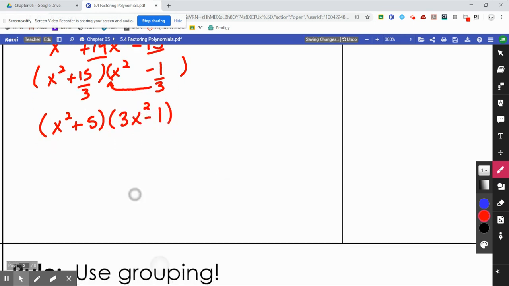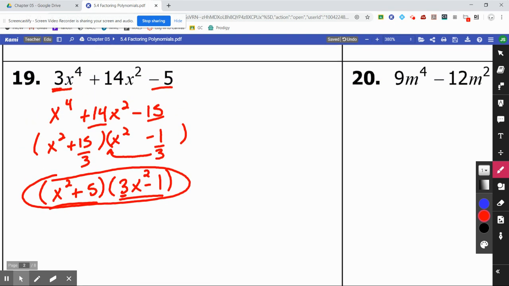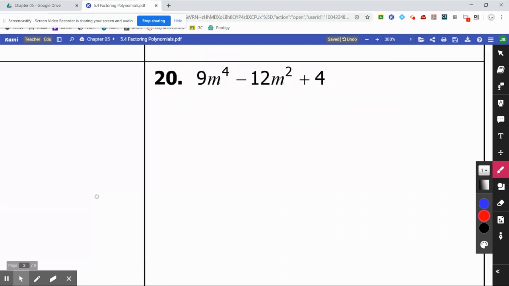Let's see, do I have difference of squares? No. Do I have difference of squares? No, it nearly is, but because of that 3, it is not, so therefore you are finished. Even though it's quadratic still, that's as far as it'll go.